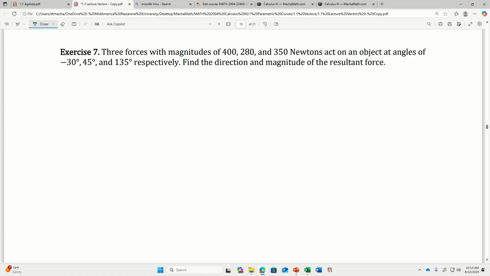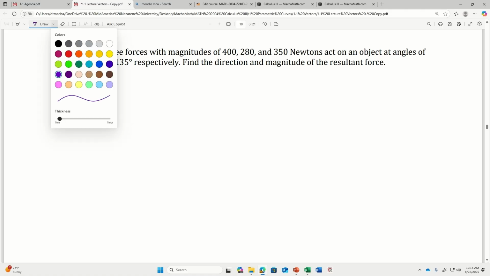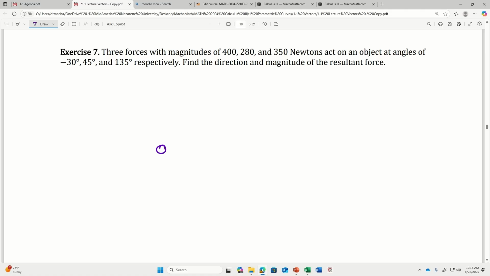Three forces with magnitudes of 400, 280, and 350 newtons act on an object at angles of negative 30 degrees, 45 degrees, and 135 degrees respectively. Find the direction and magnitude of the resultant force. So this is a problem from physics that we would normally solve by drawing a free body diagram. You say, this is my point mass, and I've got three forces. They've got some kind of magnitudes. I'm more interested in the angles.